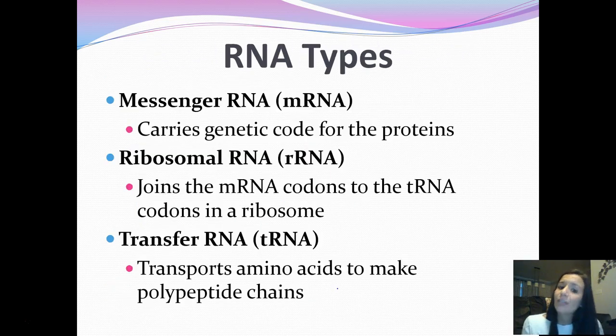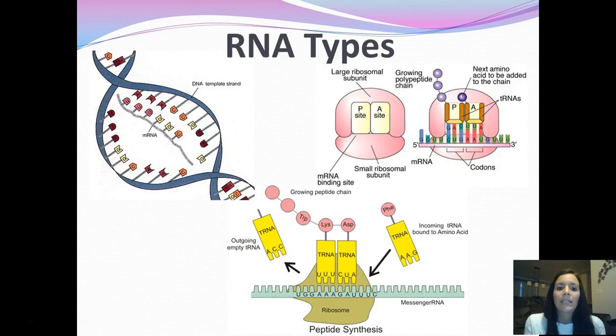There are 3 different types of RNA that we'll talk about. There's messenger RNA, or mRNA, and this just carries the genetic code, usually from the nucleus to the ribosome. There's ribosomal RNA, or rRNA, and this joins mRNA to tRNA in the ribosome. And then there's transfer RNA, or tRNA, and this transports amino acids to ultimately make those polypeptide chains, or the proteins.